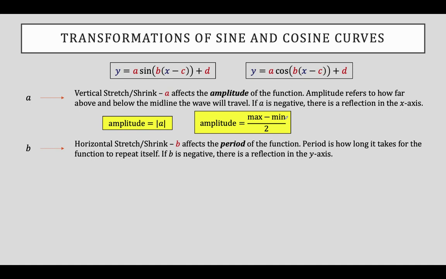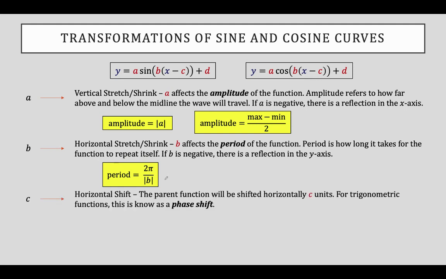B influences the period. Those are our horizontal stretches and shrinks. To find the period, we take 2 pi and divide by the absolute value of b. C, those are our phase shifts. Determining c will determine how our function is shifted horizontally. And d, those are our vertical shifts. Vertical shifts up, vertical shifts down.